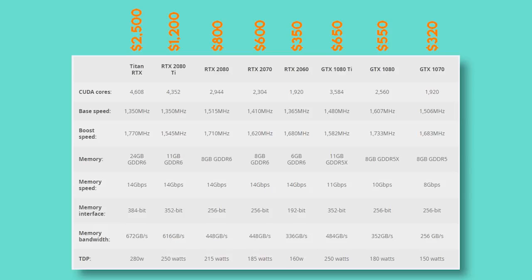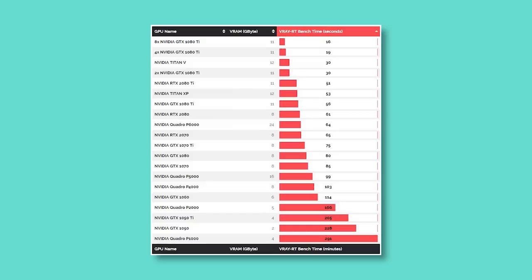So starting from right to left, we have the GTX 1070 at around $350 at the time of recording. Then we have the GTX 1080 at around $550, and so on and so forth. You guys could just pause right here and check out the specs or take a screenshot. Okay, now I'm going to show you guys a benchmark of how well these GPUs fare when compared to one another. So in this benchmark, the shorter the red bar, the better, because it means that it took the GPU less time to render a specific scene.